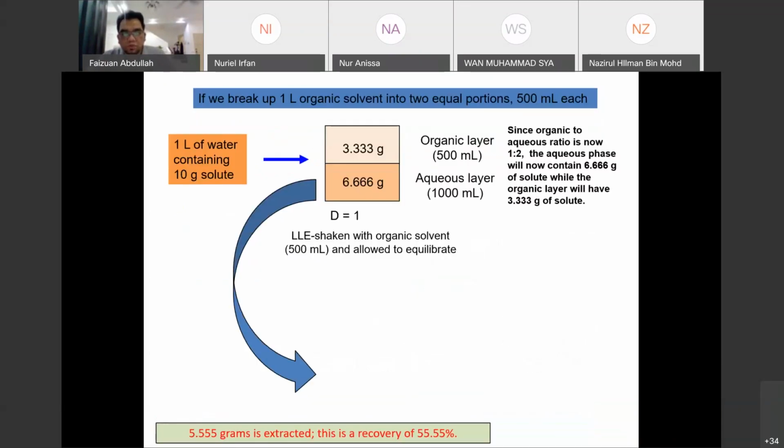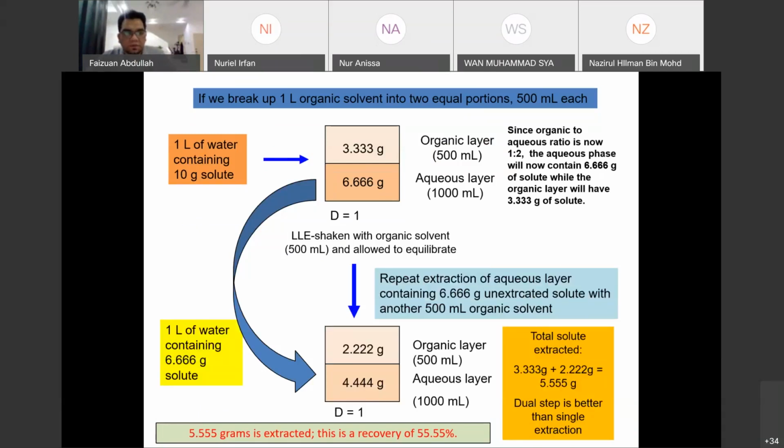Break up 1 liter organic solvent into 2 equal portions, for example, 500 ml for each. Then for 1 liter of water containing 10 grams of solute, we shake it with 500 milliliters of organic solvent. Since organic to aqueous ratio is now 1:2, the aqueous now contains 6.666 grams of solute, while the organic layer will have 3.333 grams of solute.